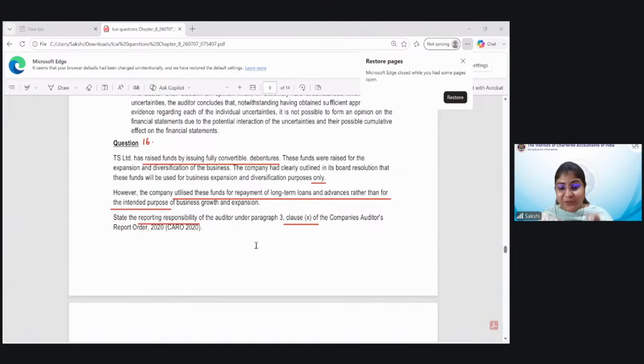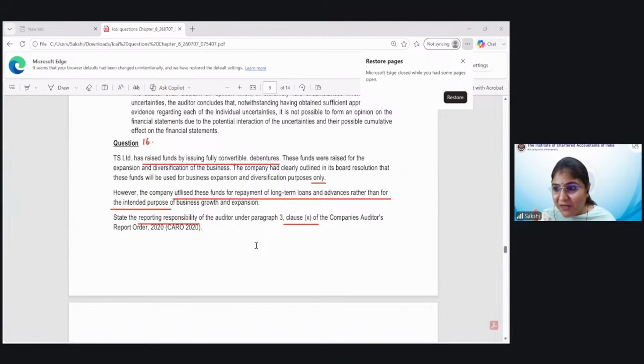Now, so kind of the question, guys, say thank you to the question, because it's being so kind that it has mentioned the para and the clause number. Clause number 10 of the company's auditor's report order, CARO 2020. So what is it asking? It is asking you the reporting responsibility. Now who will tell me? In clause 10, what was that?